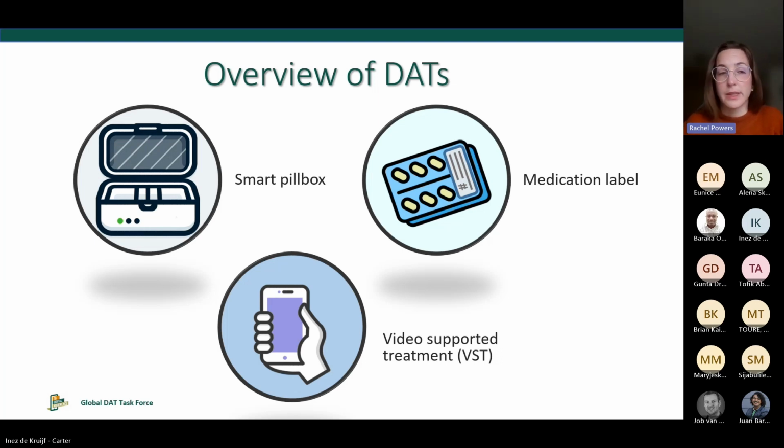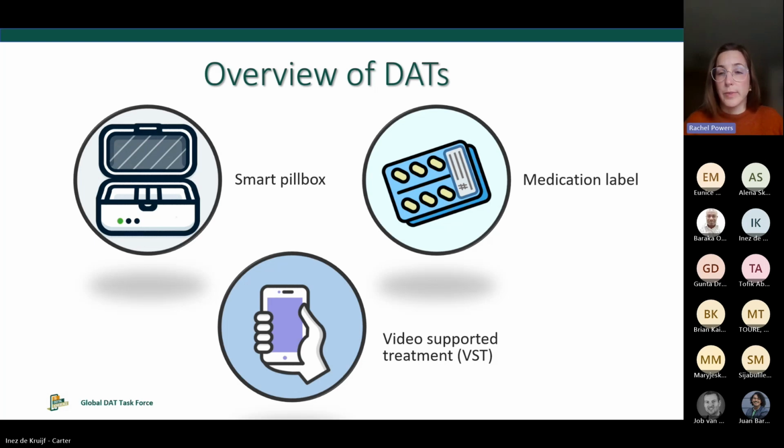So with the smart pill box, people undergoing TB treatment will keep their medications in the box. When they open the box to take the medication, there's a sensor in the box that sends a signal to the platform to indicate that the box has been opened and the medication has been taken. This intervention requires no additional technology other than the box on the side of the patient.